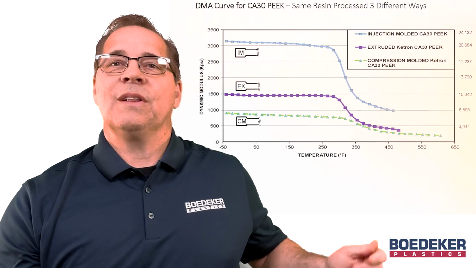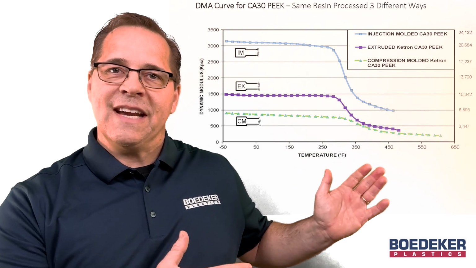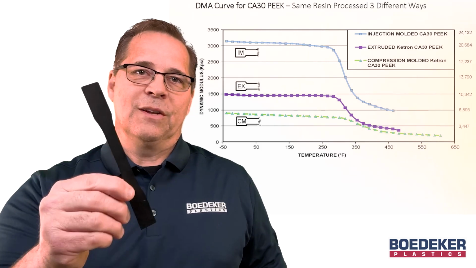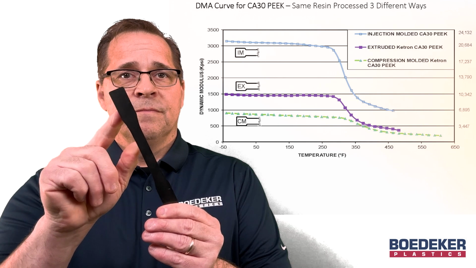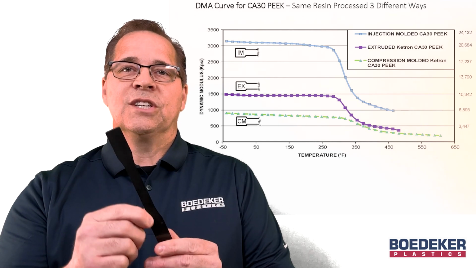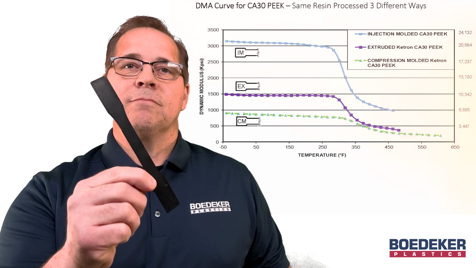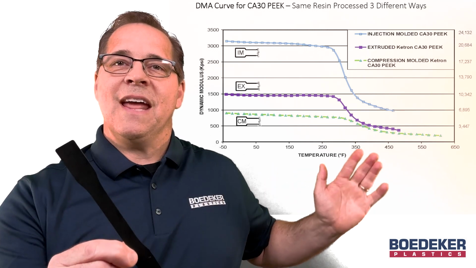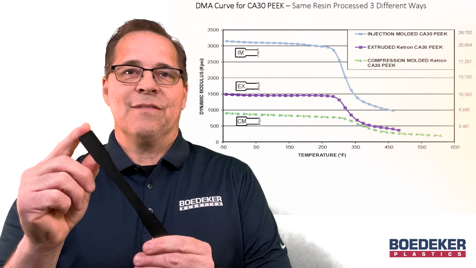Here is an example of the exact same resin manufactured and tested three different ways. The resin is a 30% carbon fiber filled PEEK, and the resin has been injection molded into a test bar. It's also been extruded into a shape with the test bar machined, and it's also been compression molded into a shape with the test bar machined. This DMA curve shows the results, and the difference in mechanical performance is significant.